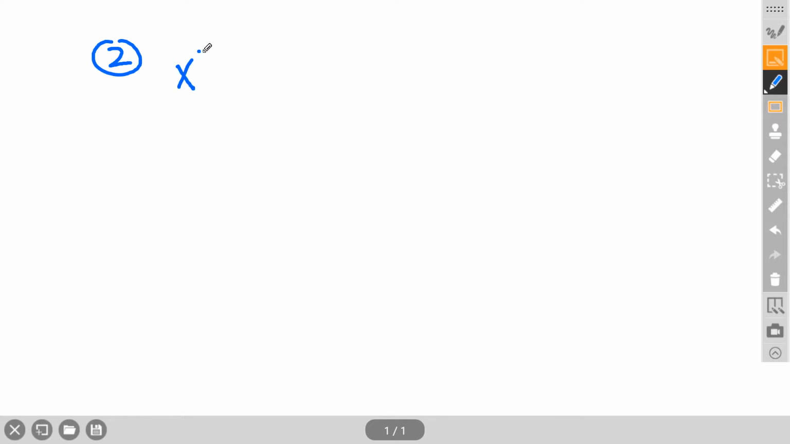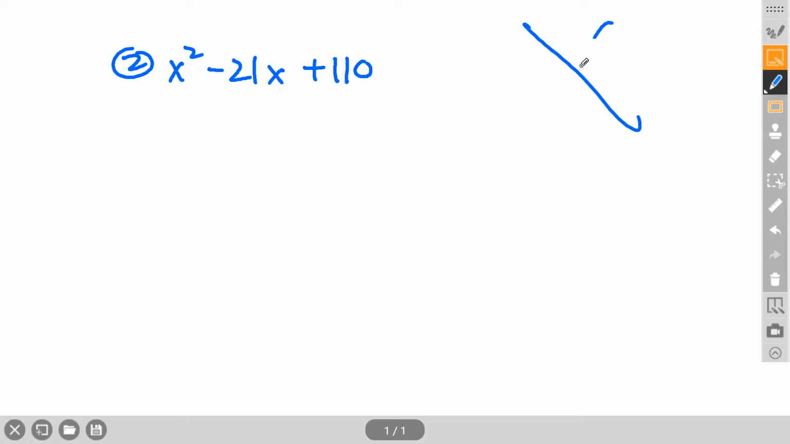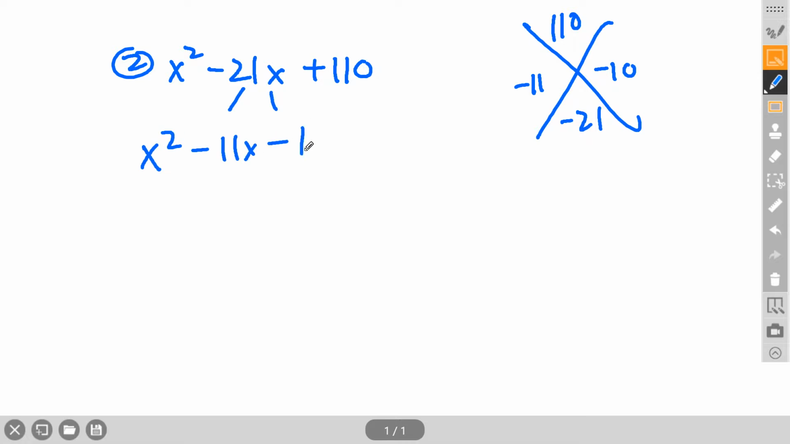Number 2, we have x squared minus 21x plus 110. All right, so a times c would be 110, b would be negative 1. Two numbers that multiply to 110 and add to negative 21 are negative 11 and negative 10. Okay, so I can use grouping to split that up into negative 11x and negative 10x.